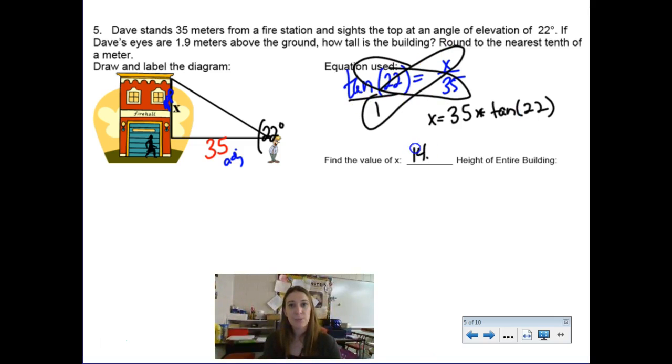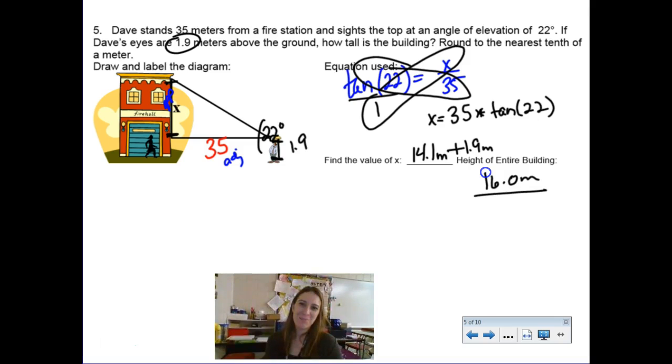But that's not the end of the problem, because that's just the height of x of this triangle. Well, Dave was not laying on the ground when he measured this. His eye level from here to here is 1.9 meters above the ground. So what I need to do next is add the 1.9 meters, and then I get, what, 16.0, right? I think the blank is somewhere else on the paper. Sorry. 16.0 meters is how tall that building is.